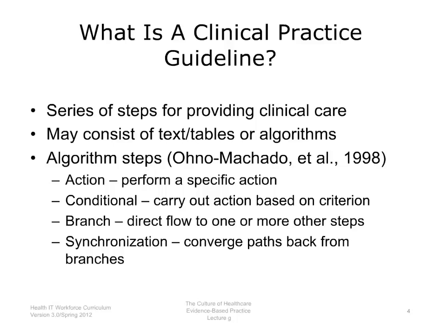Algorithms have different types of steps. There are action steps, where we perform a specific action. There are conditional steps, where we carry out an action based on some criterion. There are branch steps, where flow may be directed to one or more other steps. Finally, there is synchronization, where we come back from the branch steps to a single point.